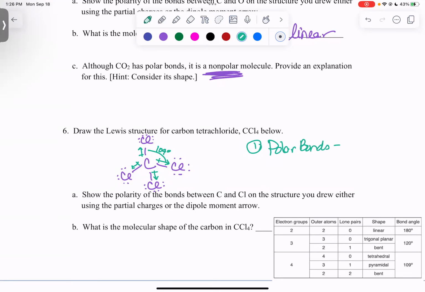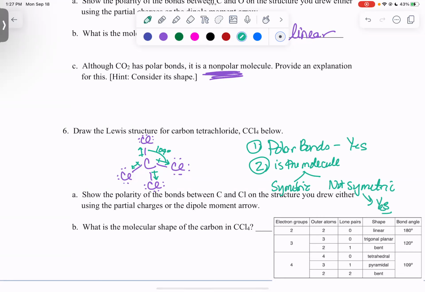And in order to be a polar molecule, the answer has to be yes. Then you have to look at the molecule. There are two options: it's either symmetric or not symmetric. If it is not symmetric, then yes, we have a polar molecule. If it's symmetric, then the answer is no. So do we have a symmetric molecule?